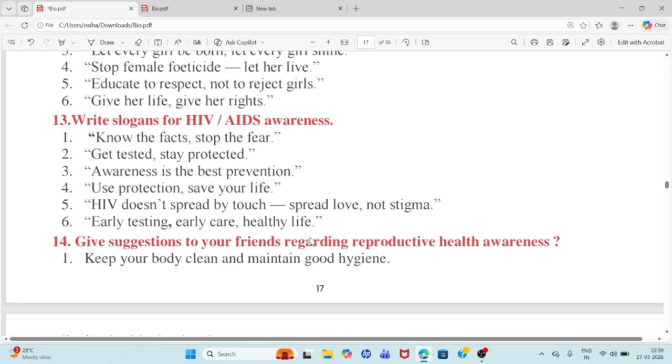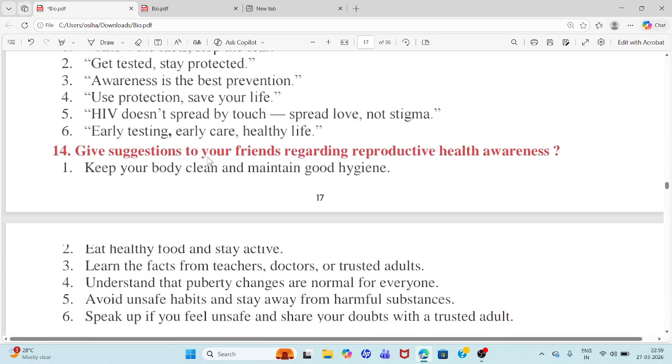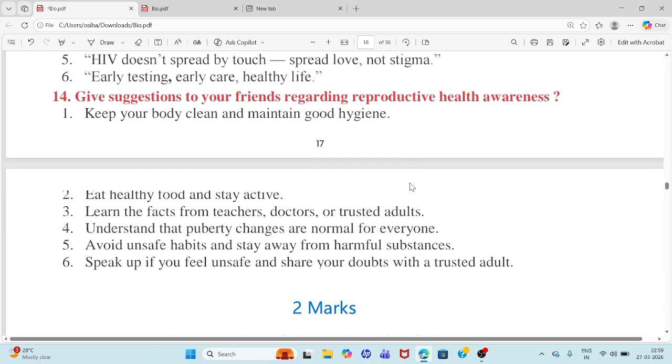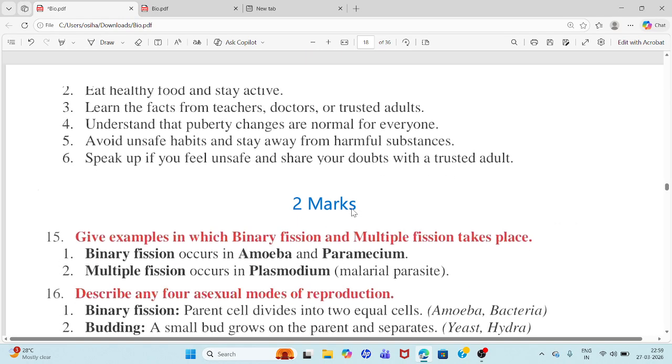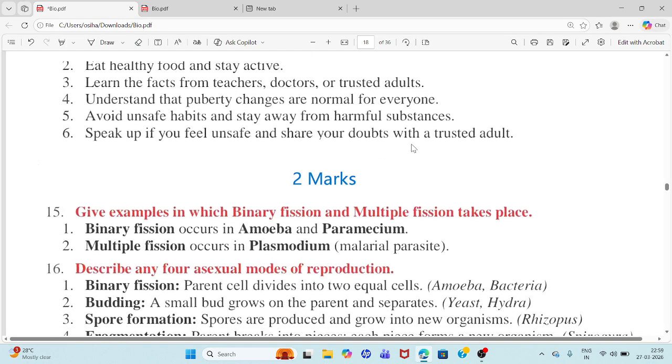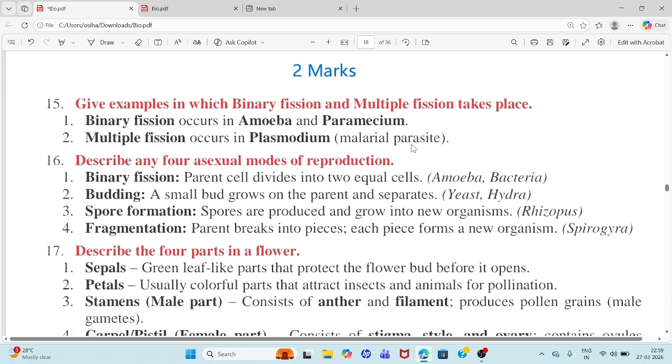Right, learn these slogans. 14th question: give suggestions to your friends regarding reproductive health awareness. So these are the suggestions you can give. Learn from here. This is E. Okay, and then 2 marks questions.